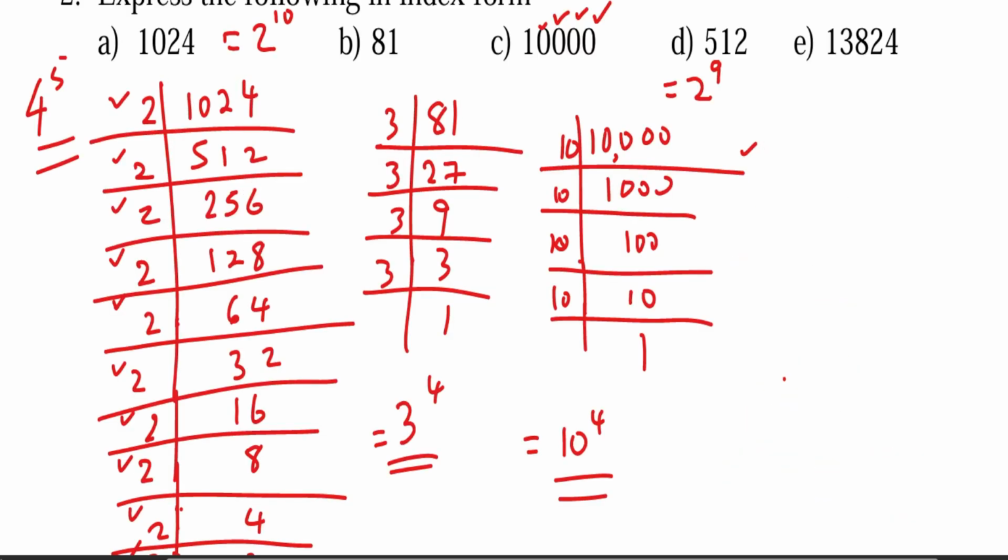Okay, let's try 13,824, but now let's use a different method. Let's use the factor tree. So 13,824, let's divide it by 2. If you take that and divide by 2, it gives you 6,912.